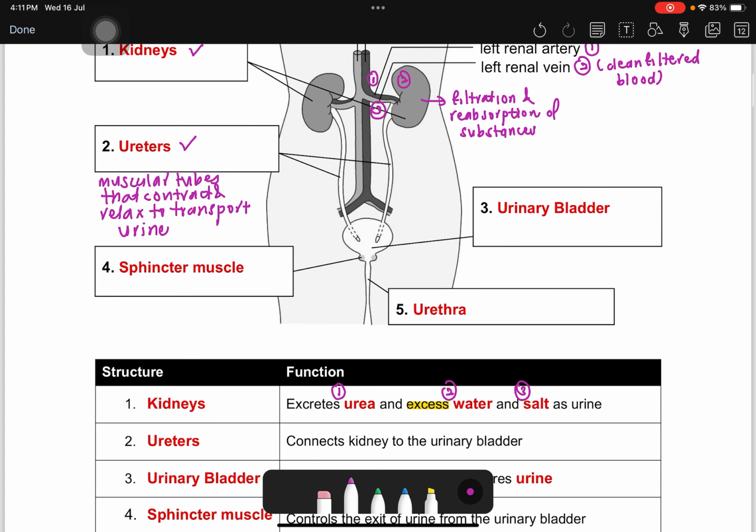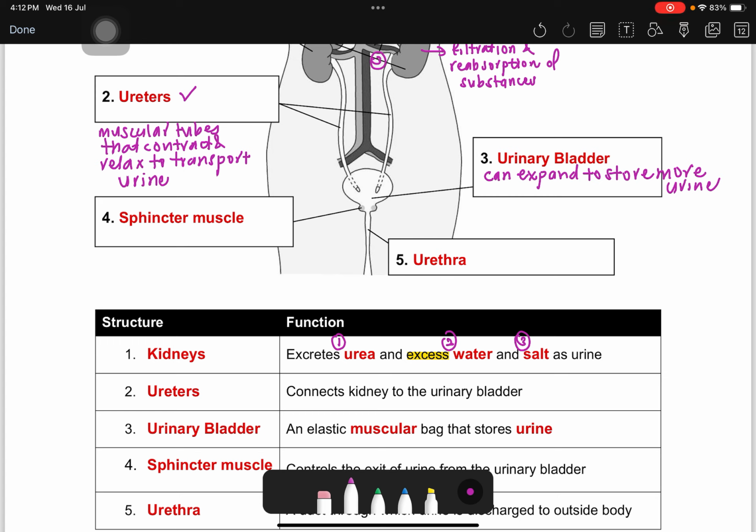The urinary bladder, it's also made up of muscle. So it's actually a muscular bag that is capable of expanding to store more urine. Biologically, it's able to expand and store urine for up to 8 hours, but that's definitely not recommended on a frequent basis, as it will reduce the effectiveness of the human urinary system.